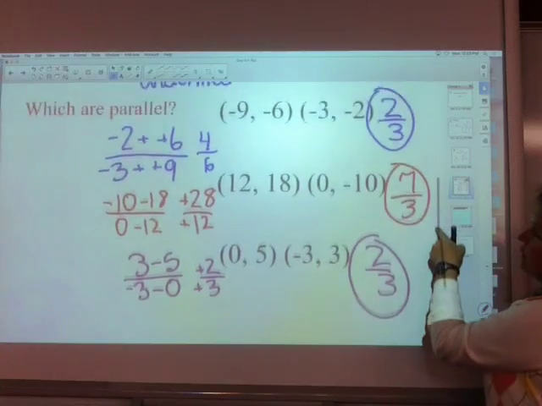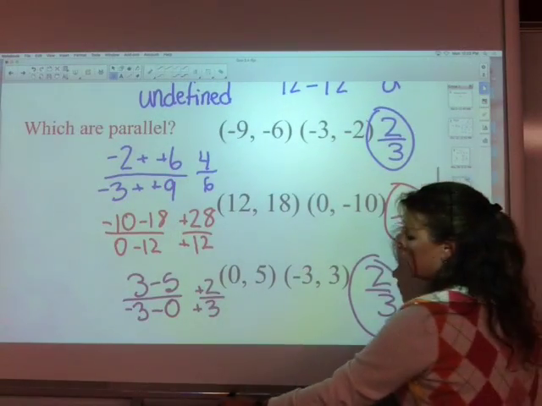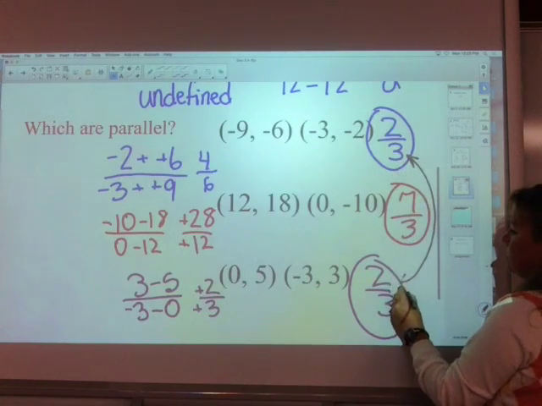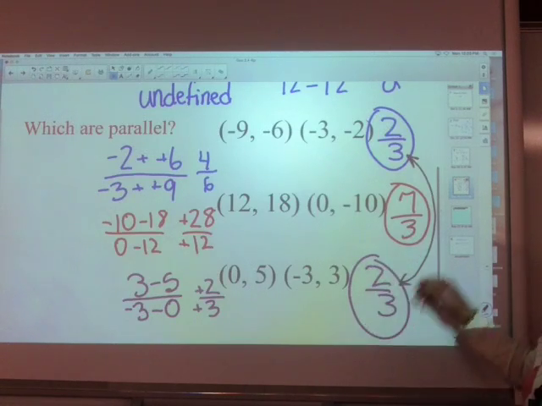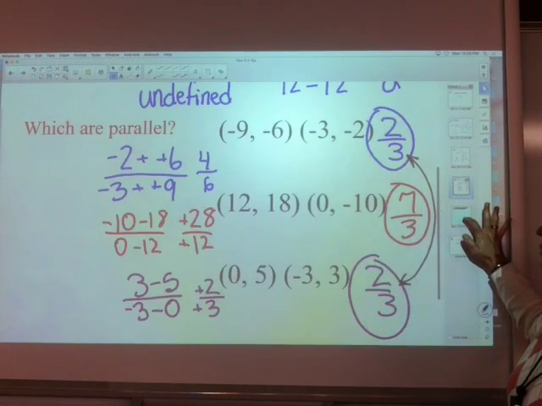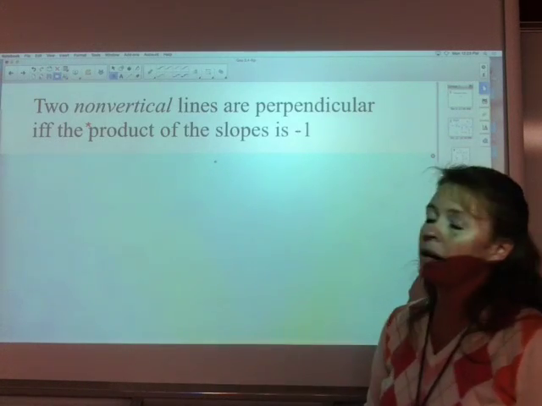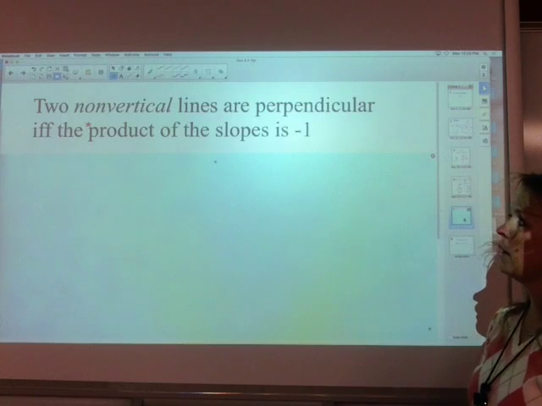The question asked, which two lines are parallel? The blue one and the purple one. They have the same slope, 2/3 and 2/3. Rise 2, run 3. To answer that question, you need to find slope 3 times. So parallel and perpendicular, as you know, kind of go hand in hand. We're going to talk about those as well.